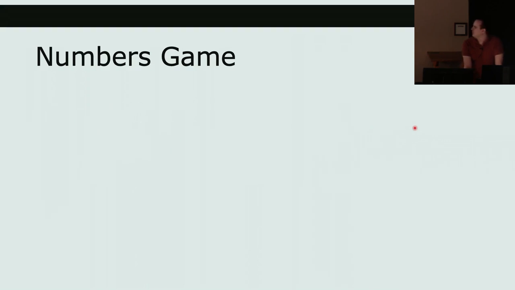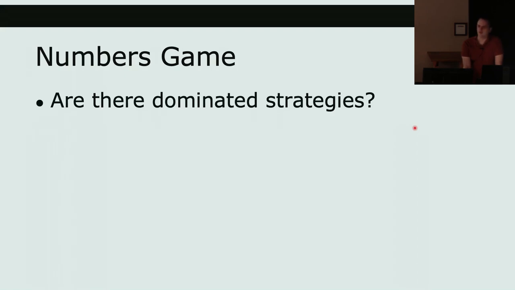But let's do a little bit of analysis on this now that we have some time to do it, and now that we've gone through a game theory lecture. So, are there any dominated strategies in the numbers game? Hand up if you have an answer to that question. A dominated strategy, meaning that something else will always do better than that thing.